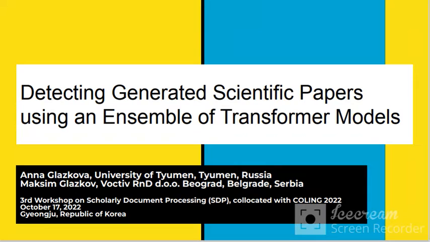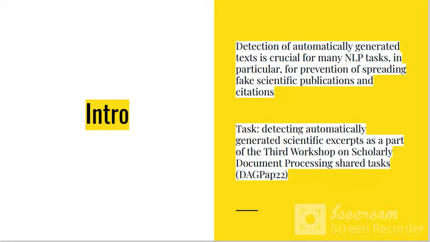Today I'll present our paper. It's called Detecting Generated Scientific Papers Using an Ensemble of Transformer Models. This work describes the neural models that we developed for the shared task. The objective of this task was to automatically detect generated scientific papers.